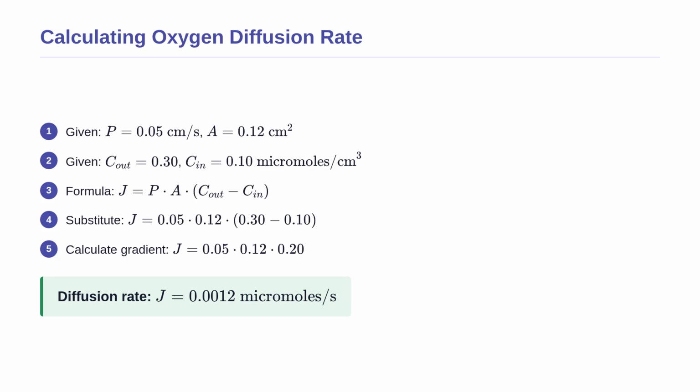First, we substitute our given values into Fick's law. We calculate the concentration gradient by subtracting the inside oxygen from the outside oxygen, giving us 0.20. Multiplying the permeability, area, and concentration gradient together, we get a final rate of 0.0012 micromoles per second. Physically, this means a steady, life-sustaining flow of oxygen is reaching the rapidly dividing cells.